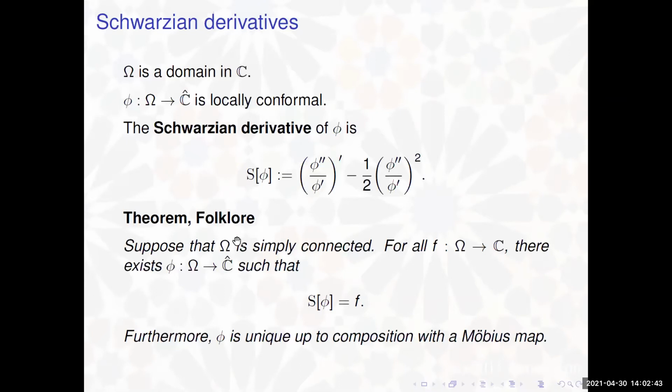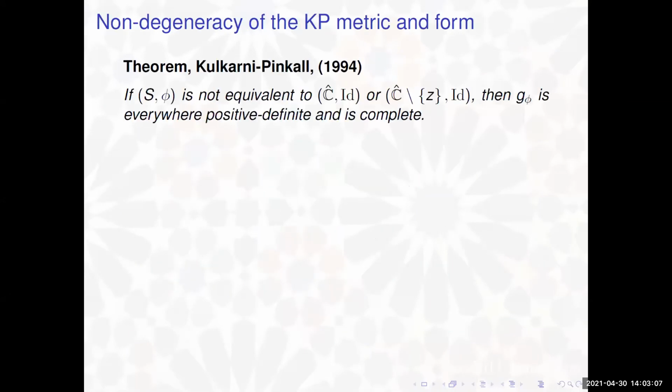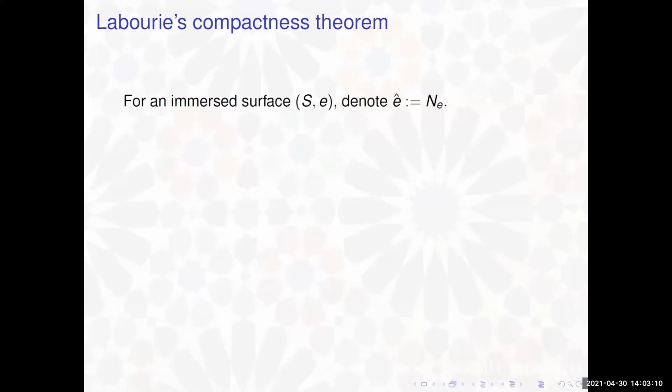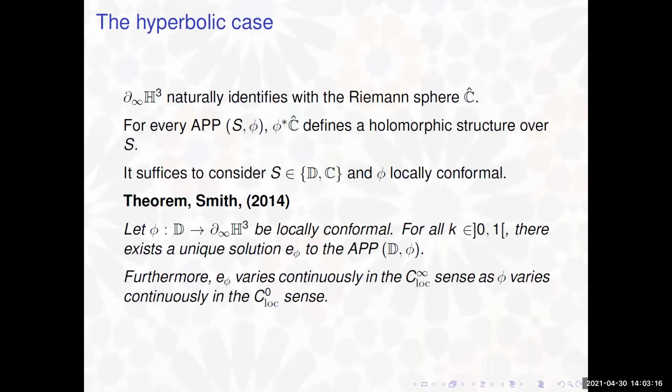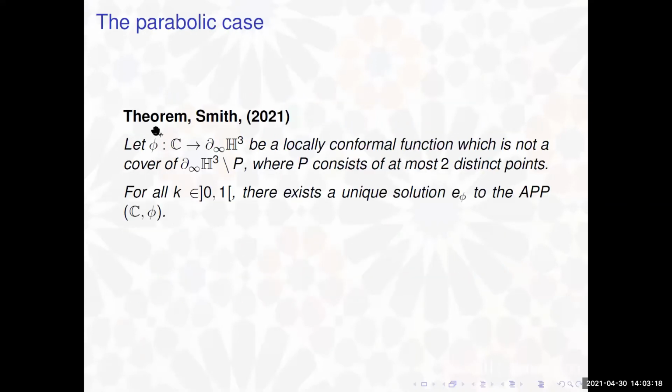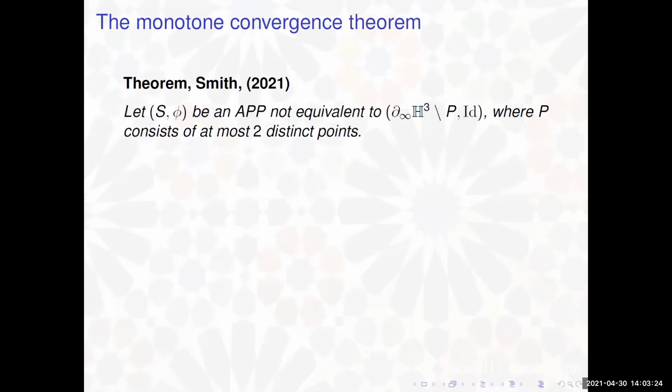It says that if you have a simply connected domain Omega, then for all holomorphic f from Omega into C, there exists a locally conformal function phi whose Schwarzian derivative is equal to f. So this inverse problem can always be solved. Furthermore, the function is unique up to composition with a Möbius map. What this means is that in my hyperbolic and elliptic, hyperbolic and parabolic convergence and existence results, I can use the Schwarzian derivatives of these guys to parameterize the space of K surfaces.